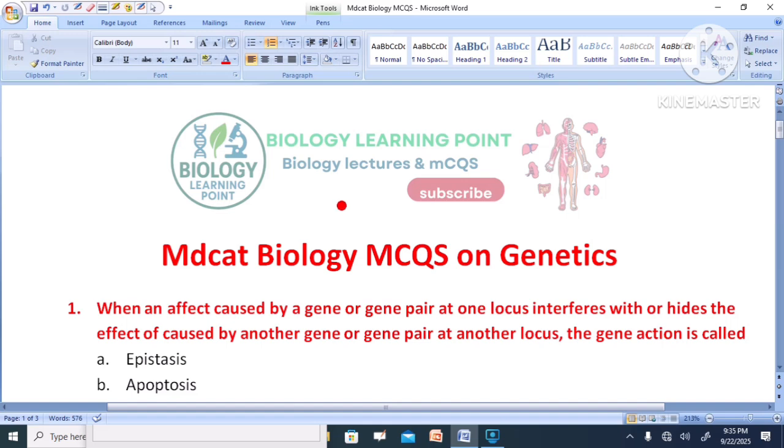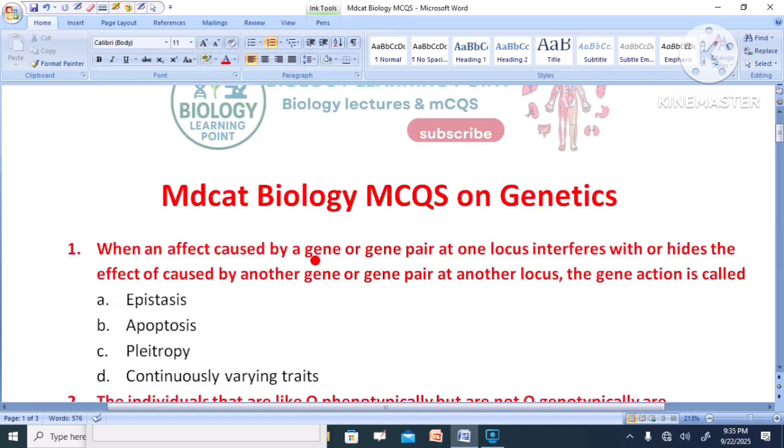So let's start the questions. An effect caused by a gene or gene pair at one locus interferes with or hides the effect caused by another gene or gene pair at another locus. This gene action is called. The options are option A epistasis, option B apoptosis, option C pleiotropy, option D continuously varying traits. So the right answer is option A epistasis.